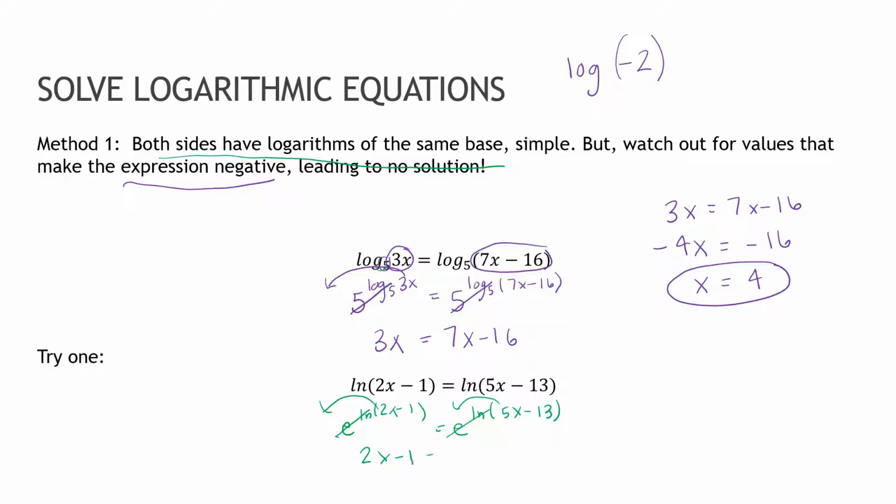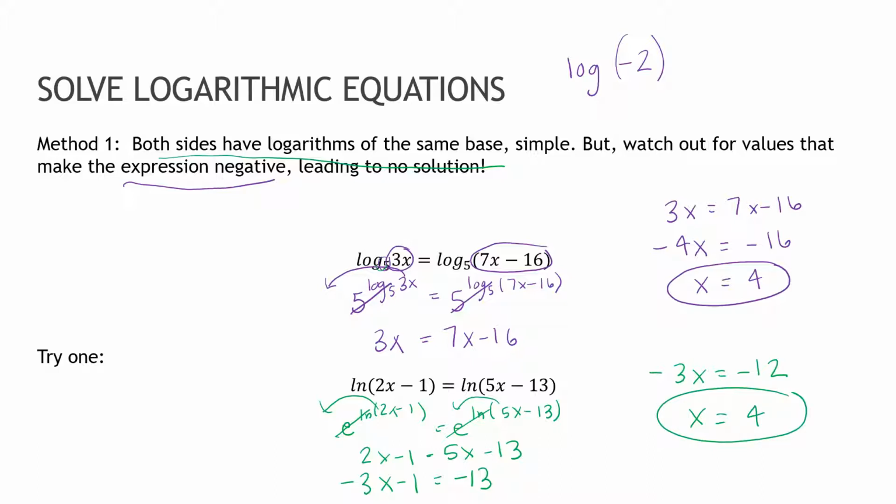2x minus 1 equals 5x minus 13, and I can solve this. Let's subtract 5x from each side. Negative 3x minus 1 equals negative 13. Let's add 1 to each side, so negative 3x equals negative 12. Divide, oh look, I got 4 again. And again, don't just look to see if 4 is positive. When I plug it back in, is this positive? Yes. Is this positive? Yes. That's what you have to check.